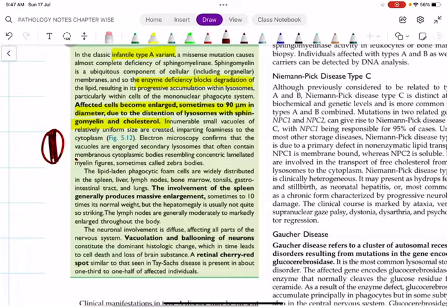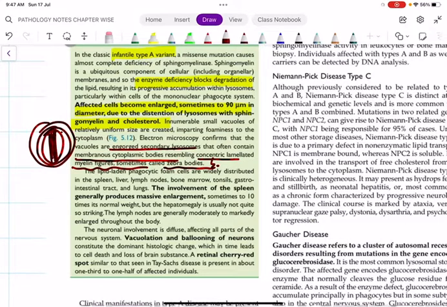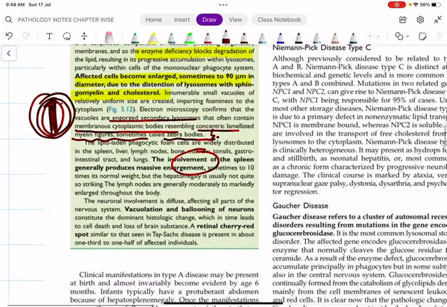There will be membranous cytoplasmic bodies, concentric lamellated myelin figures, and these are sometimes called zebra bodies. Similarly, the onion skin appearance in Tay-Sachs disease is also an electron microscopic finding. Whenever we come across the name zebra bodies, remember Niemann-Pick disease. There will be massive splenomegaly.